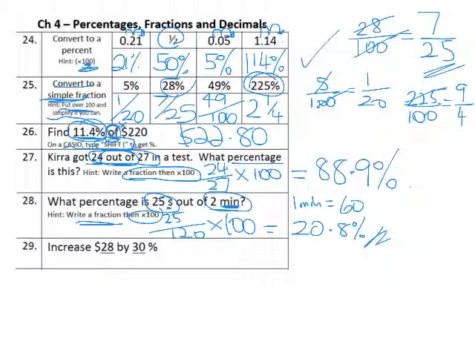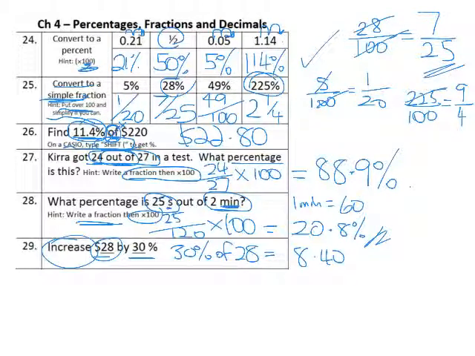Question 29, the last one for the day, says increase $28 by 30%. Now, some people say they like to do it this way. They like to find out 30% of $28. And if you were to do that, you'd work that out and you'd get an answer of, I think it's $8.40. And because it says increase, you'd add that to the original amount.